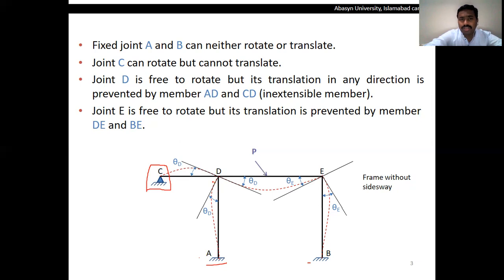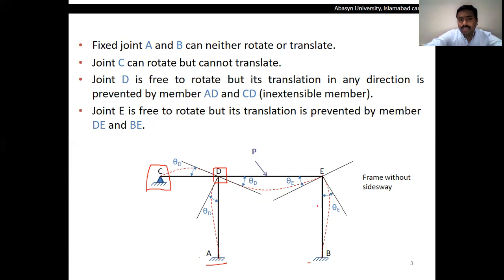Now, considering joint D, which is basically the intersection point of more than two members of the frame, it is free to rotate. It can deflect in any direction, whether downward or in the rightward direction towards point E. Similarly, it can rotate along member A to D, along member D to E, or along member C to D. So the intersection points are free to rotate and deflect in any direction, and the value of the deflection or rotation will depend on the loading conditions.